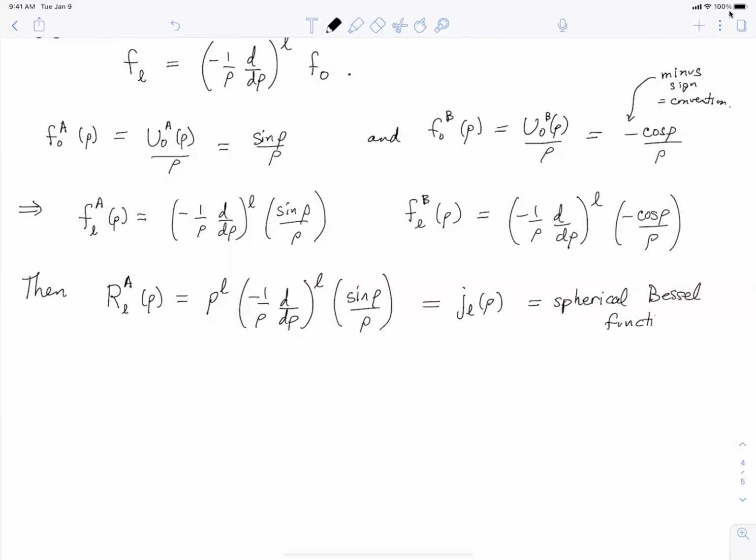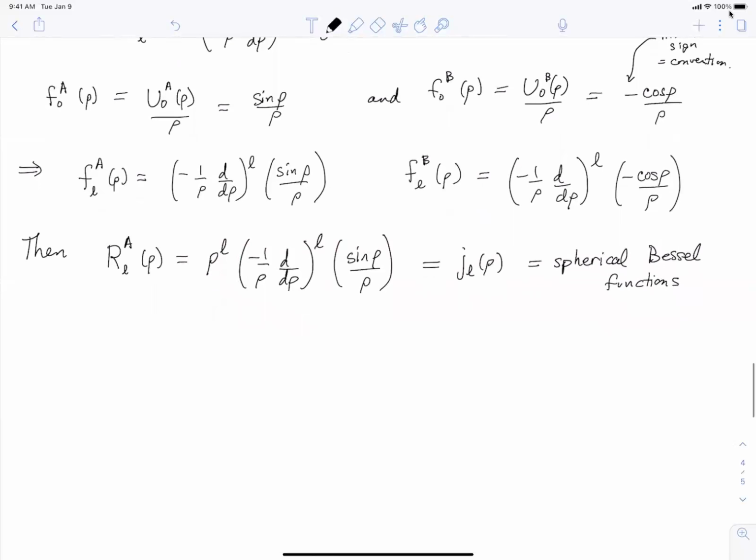Spherical Bessel functions are actually easier than ordinary Bessel functions. They're just written in terms of trigonometric functions, like here. Notice that when I take rho derivatives, sometimes they're going to be turning sines into cosines or vice versa. So it's going to be a bunch of sines and cosines times a rational function of rho. So those are the A solutions, the ones that are good at r equals 0.